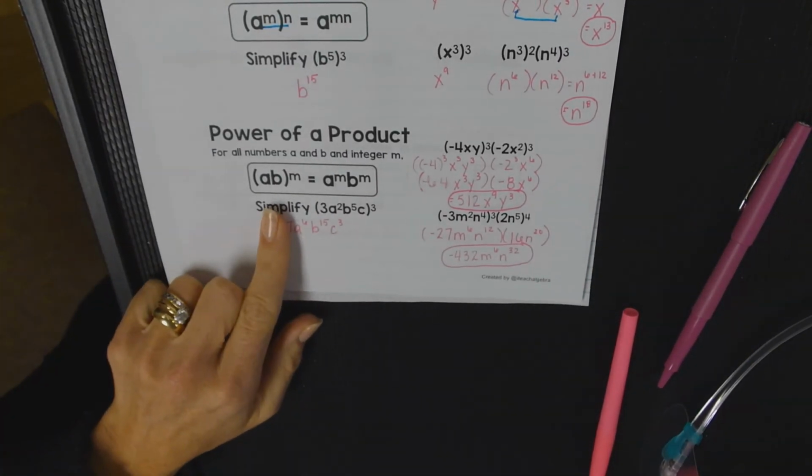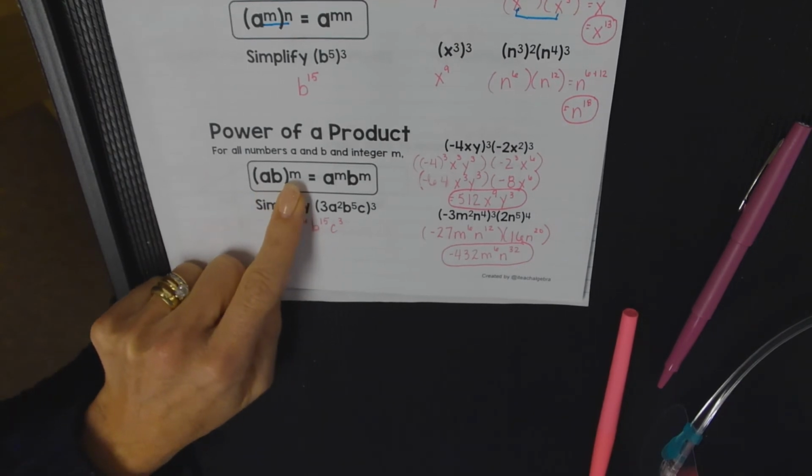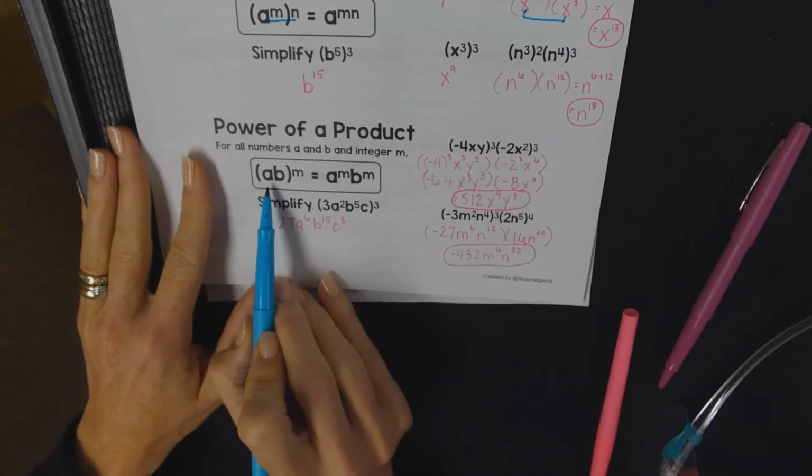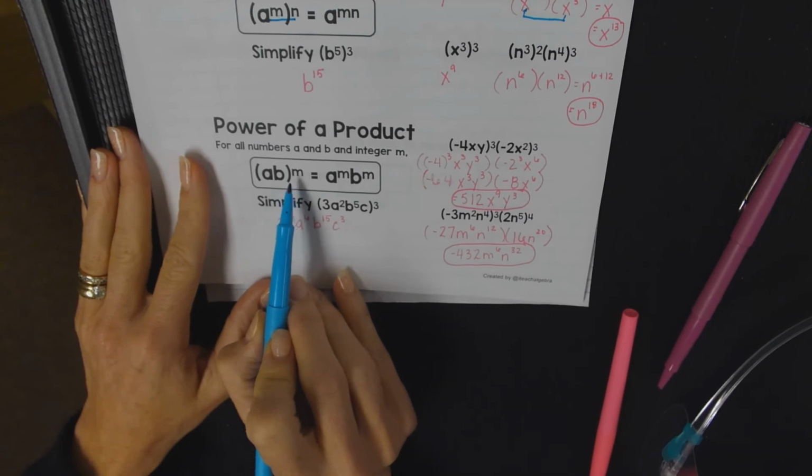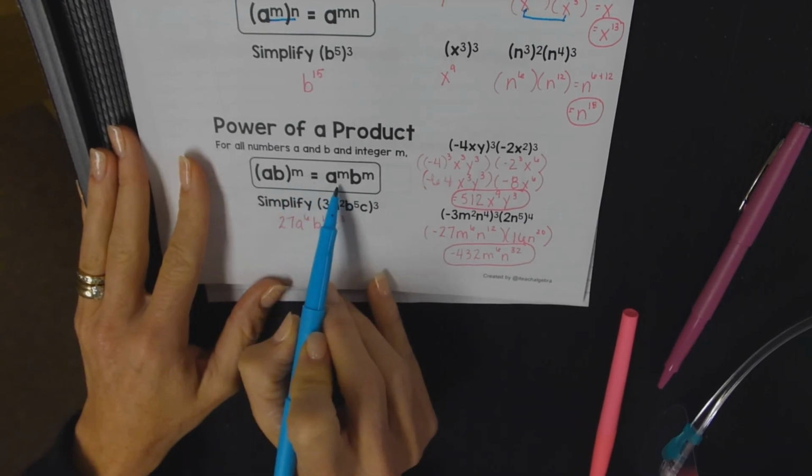This one down here, I think is easy because it's all assumed. A, B, all to the m. What does that m do? It's kind of distributed. Do you see?